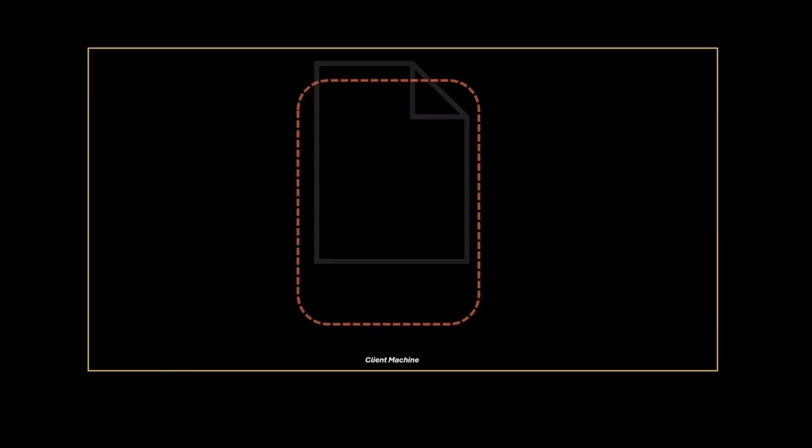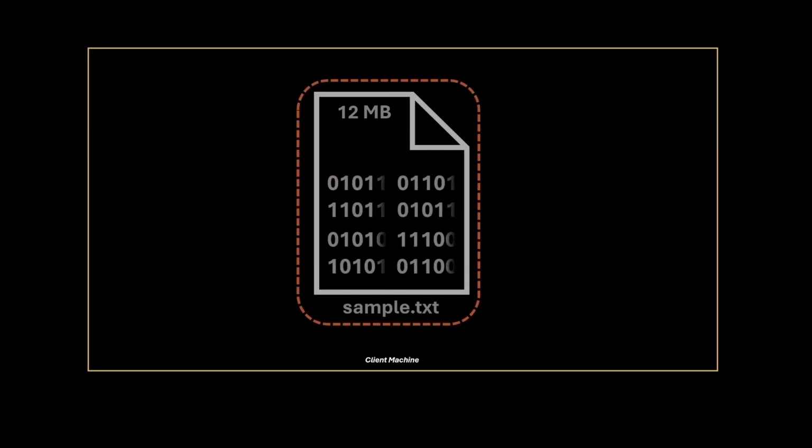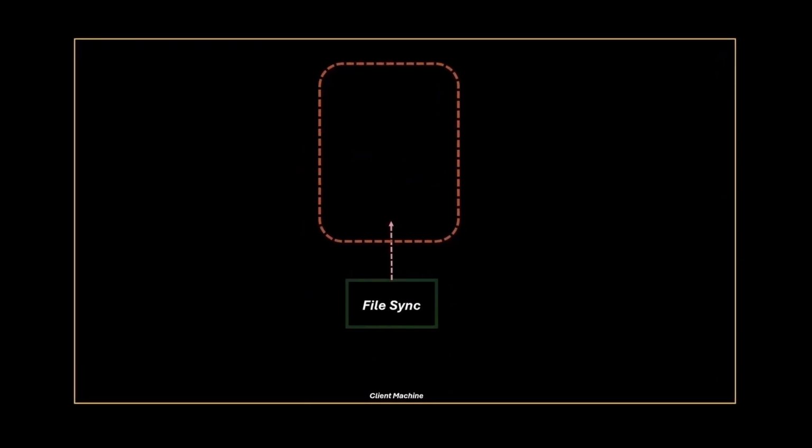This is a client machine which has a blank folder. Inside this blank folder, a file named sample.txt is created, which has 12 MB of size and contains some data like hello world, which also has an equivalent binary saved in it, right? So let's understand from the file sync perspective. A service named file sync is also running inside that client machine.